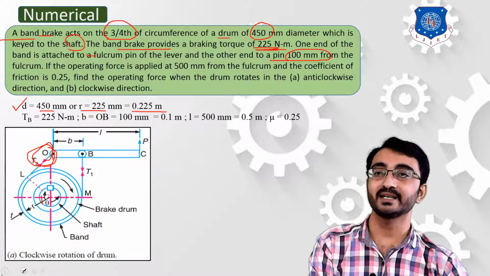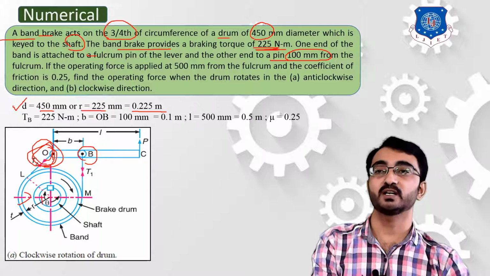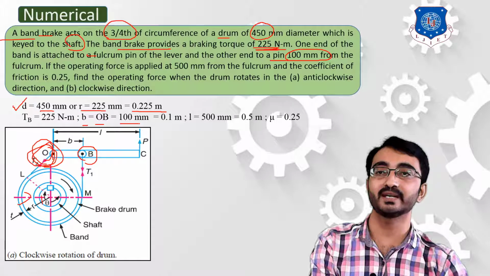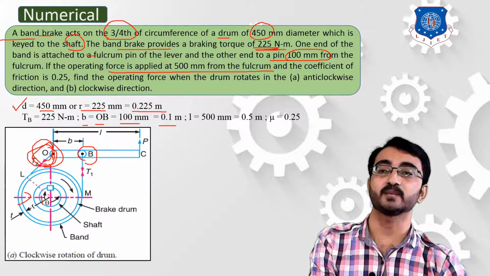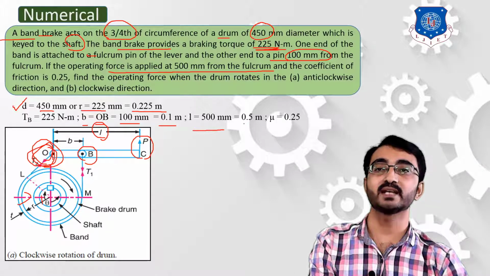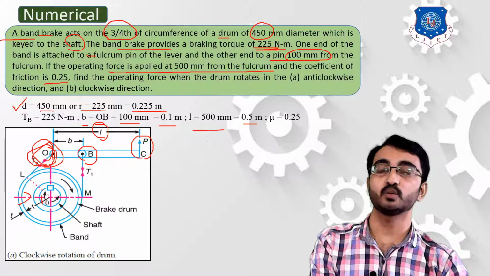Now this 100 mm distance is the distance to the second point of contact. Your band is connected at two different points: the first point is at the fulcrum point, and the second point is 100 mm from this fulcrum point. So you have obtained the distance b, that is OB is equal to 100 mm, which is 0.1 meter. Now the second data: the operating force is applied at 500 mm from the fulcrum. So your external force is applied at a distance L, and this L is given as 500 mm, so we can consider it as 0.5 meter. Now the coefficient of friction is given as 0.25, so mu is equal to 0.25.